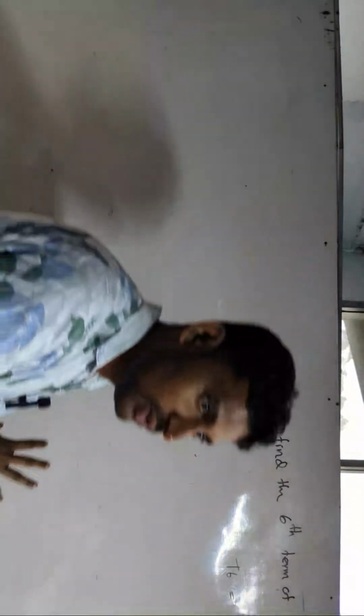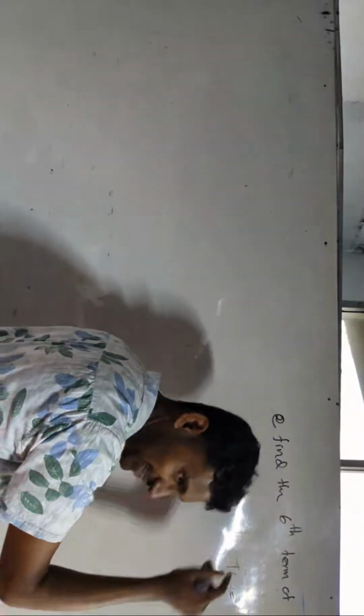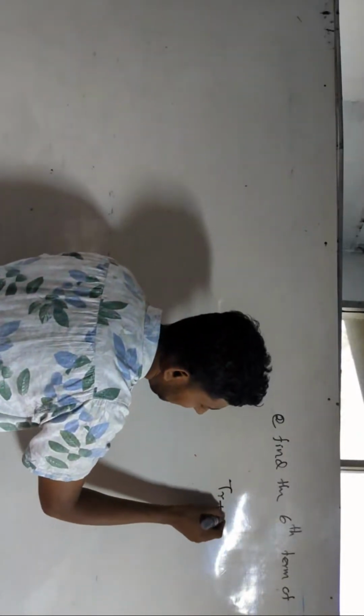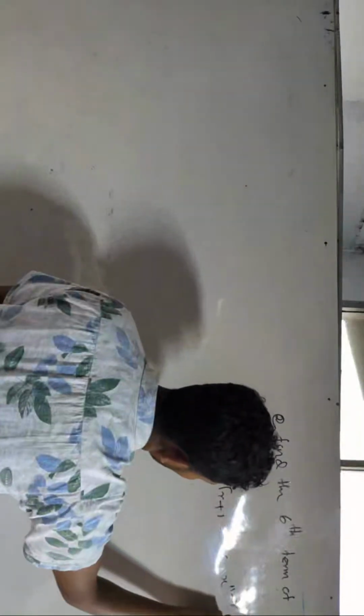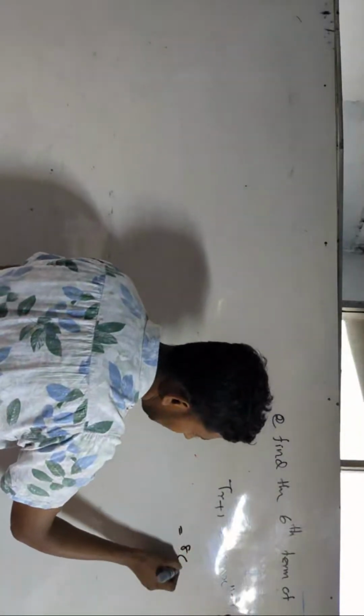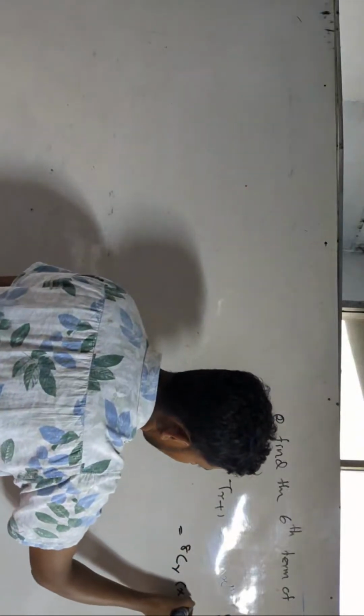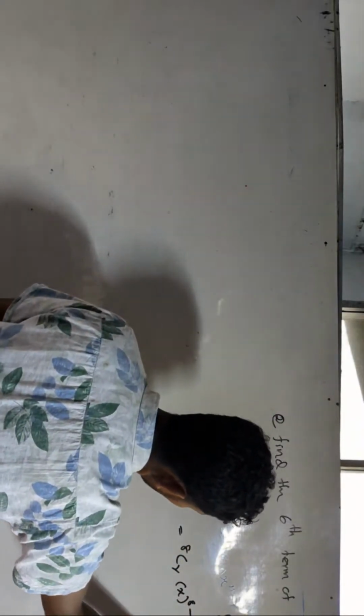Okay, let's go. I want to solve this one. Did you get the answer? No. So T(r+1) is equal to nCr x to the power n minus r y to the power r. 8Cr x to the power 8 minus r, minus 1 to the power of r.